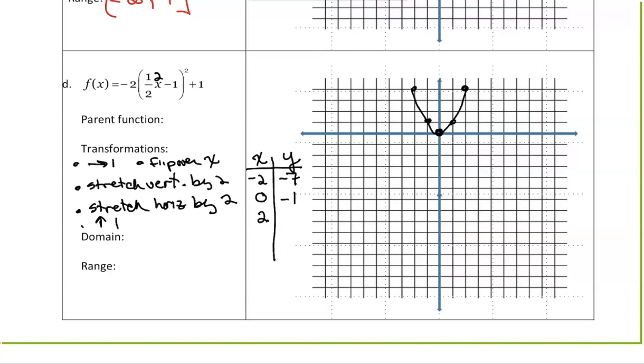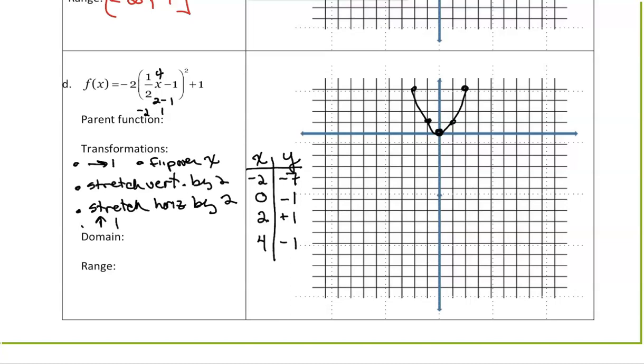0 squared is 0. 0 times -2 is still 0. I am left with a +1. Okay, go up 2 more, to 4, because 4 will have things cancel as well. If I put a 4 here, 4 divided by 2 is 2. 2 minus 1 is 1. 1 squared is 1. 1 squared times -2 is -2. Plus 1 is another -1.